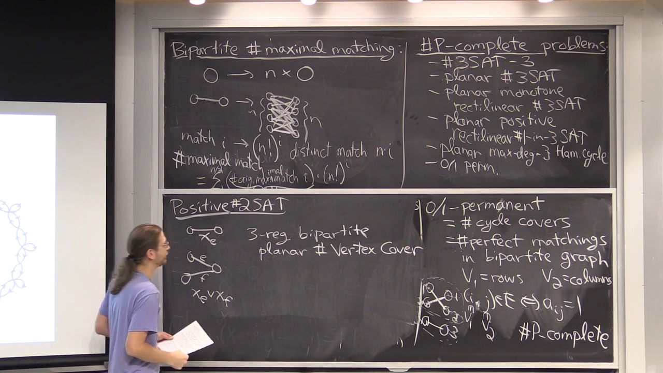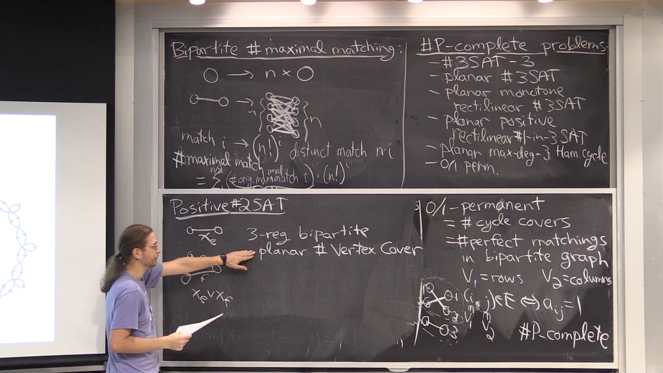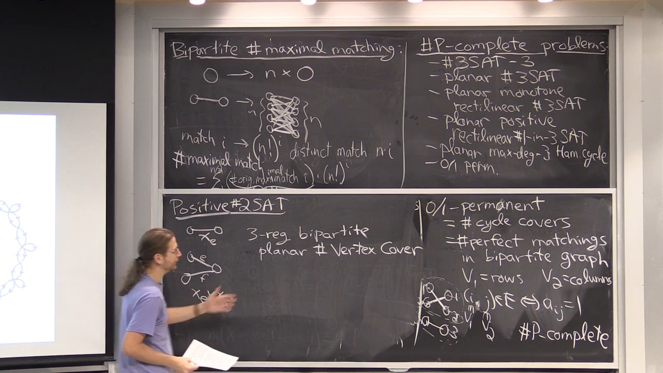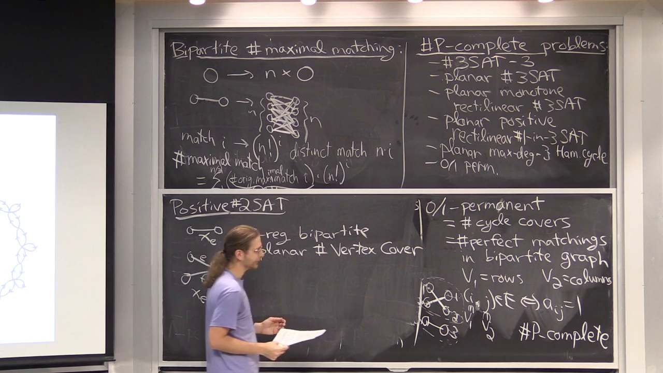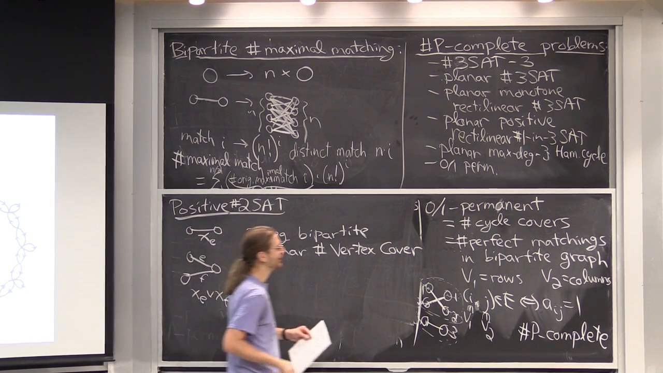I won't prove this one, but in particular you can make this planar, although it doesn't look like we have positive here. And you can also make it bipartite, which doesn't mean a lot in 2SAT land, but it makes a lot of sense in vertex cover land. In my zero remaining minutes, I want to mention one more concept.